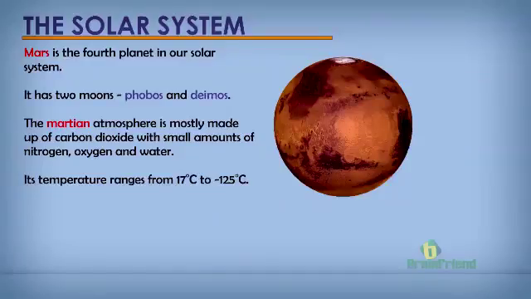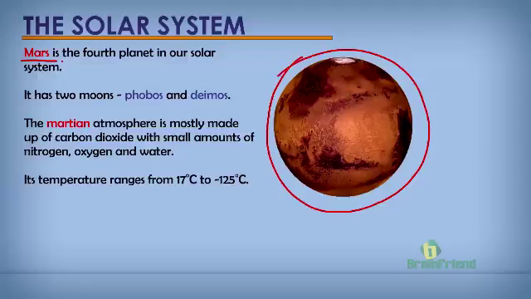Mars is the 4th planet in the solar system. It is referred to as the red planet. It gets its color from a compound, iron oxide, that is abundant on its surface. Iron oxide is a red compound and very much abundant on the surface of Mars.